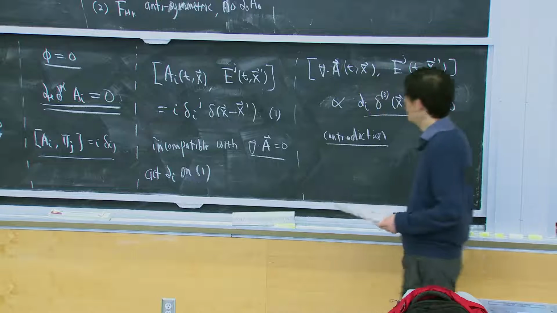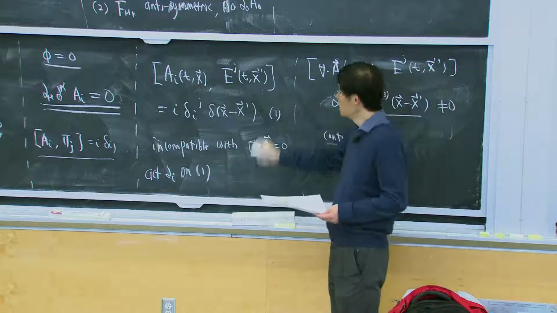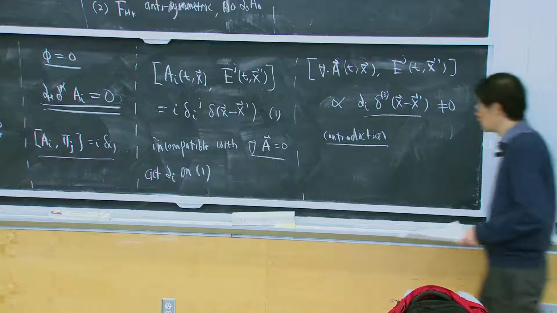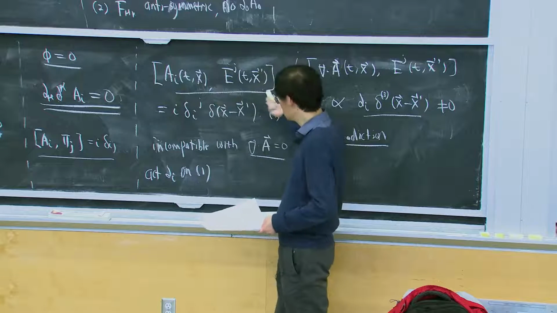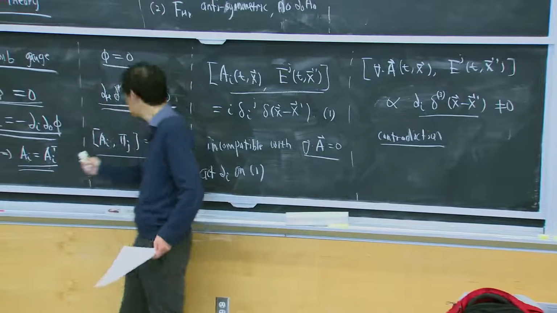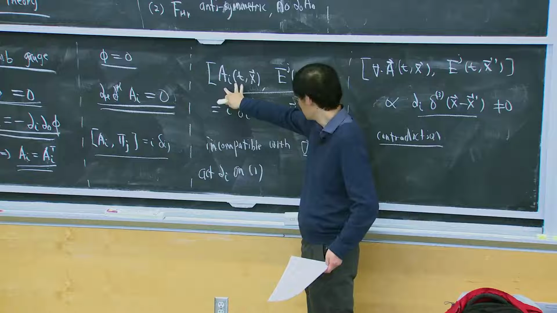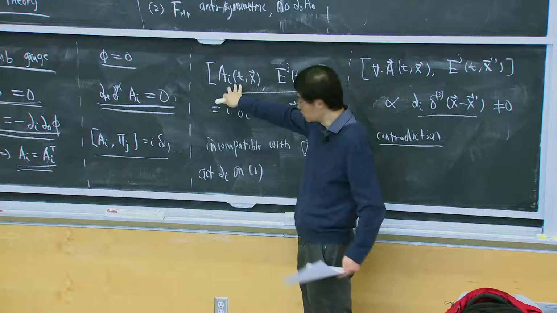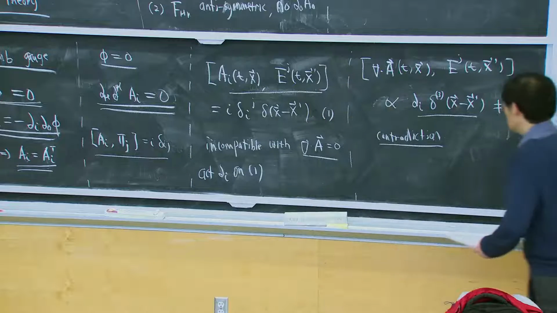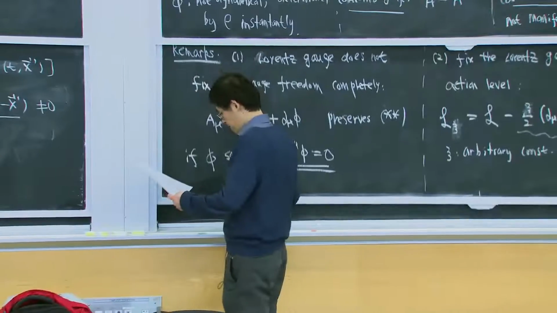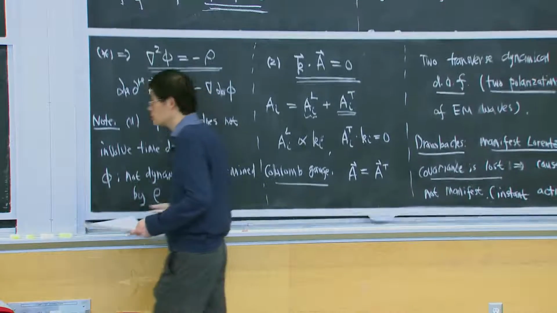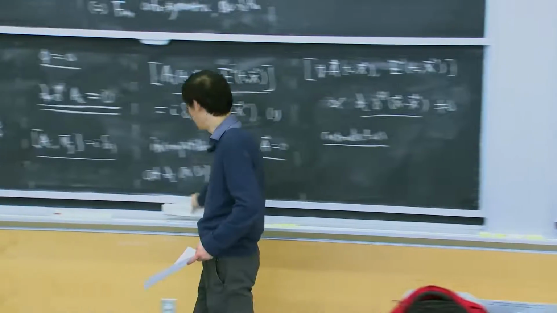So this equation cannot be right, and the reason is simple. This equation also includes the longitudinal degrees of freedom. But we said A_i can only be transverse. This equation actually has three components, so it also includes the longitudinal one, which we should not include. So what we should do is look at only A_i transverse.